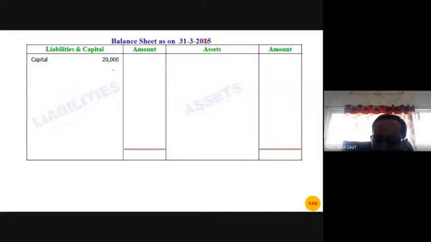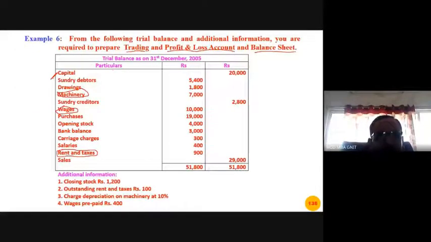Next, go to second item. What is the next item? Sundry debtors. Sundry debtors is an asset. Debtors are those who are due to pay to the business firm. Debtors are those customers who purchased goods on credit basis earlier. Now they have to pay, and the business firm has the right to collect the money from them. So sundry debtors is an asset, and sundry creditors is the opposite, a liability. So sundry debtors comes on the asset side of a balance sheet. So mark it.